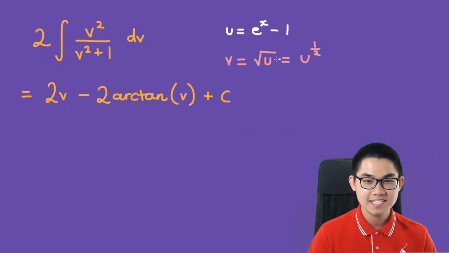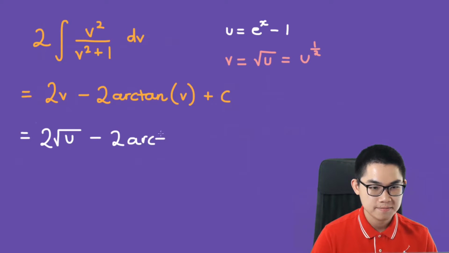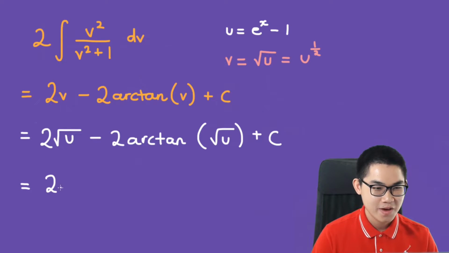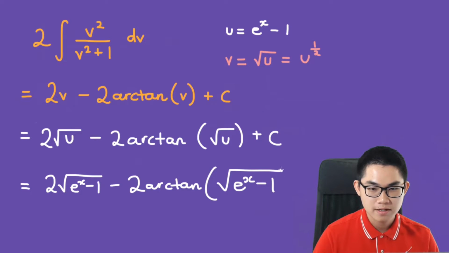Since v is the square root of u, we can substitute it back. So the square root of u minus 2 arctan, the square root of u plus c. And again, u is e to the power of x minus 1, so don't forget that. We have 2 times the square root of e to the power of x minus 1, minus 2 arctan of the square root of e to the power of x minus 1, plus c.